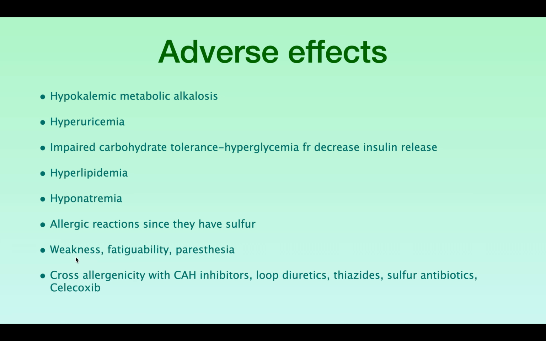In toxic doses, there can be weakness, fatigability, and paresthesia because you're getting rid of a lot of really important ions. It has cross-allergenicity, so anybody allergic to the thiazides will also be allergic to the carbonic anhydrase inhibitors, the loop diuretics, thiazides, sulfa antibiotics, and celecoxib, which I want to say is a newer kind of monoclonal antibody treatment, or at least a cancer treatment.